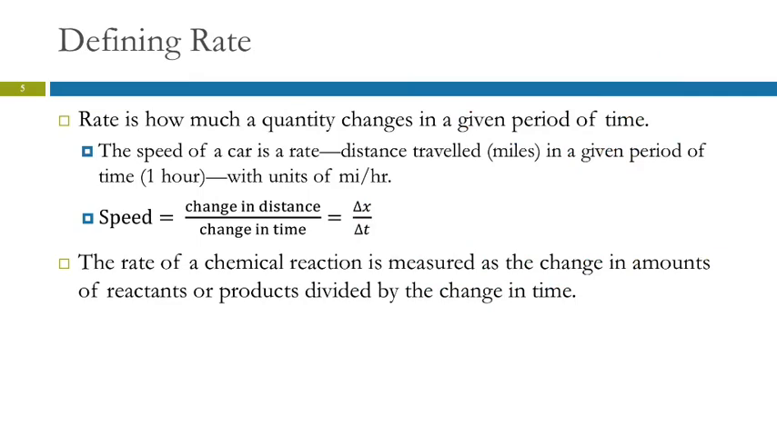So we need to define what we mean by the rate of a chemical reaction. Rate in general is some sort of a change in a given period of time. We're familiar with rates of speed. How fast were you going on the highway? 70 miles per hour: a distance change of 70 miles in a time period of 1 hour. So that's speed, change in distance over change in time. For the rate of a chemical reaction, we're going to measure this in terms of change in amounts of reactants or products divided by the change in time. Okay?